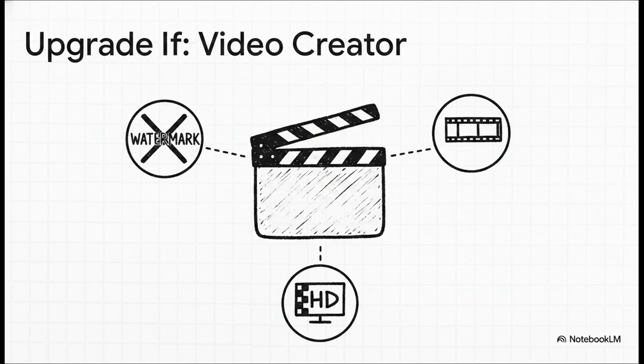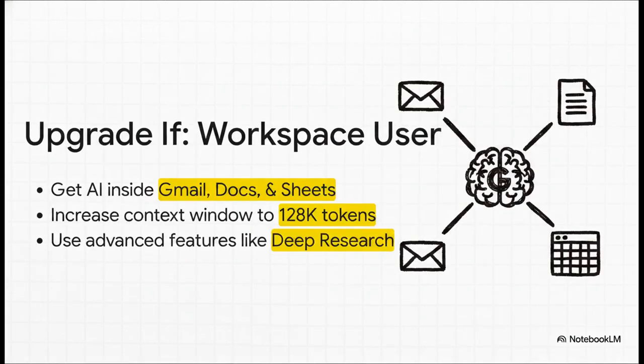Same exact thing goes for video creators. The minute you need to remove watermarks or generate clips that are longer than just a few seconds, or get reliable 1080p output, the free ride is pretty much over. Paying is what unlocks those professional-grade features. And look, if your entire workday happens inside of Gmail and Google Docs, then the Gemini Pro upgrade becomes essential. Its value isn't just about the AI model itself. It's about having that AI seamlessly built into the tools you are already using all day, every day.